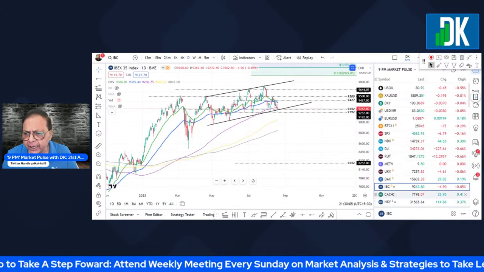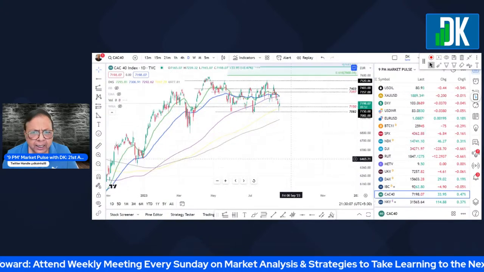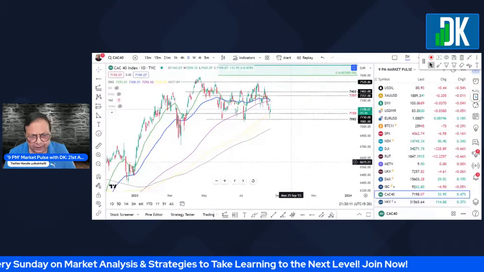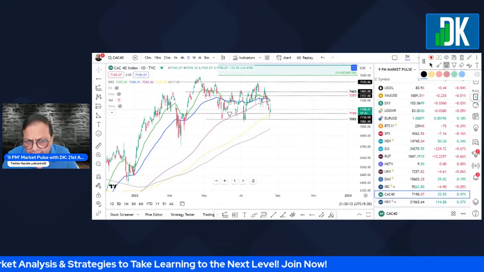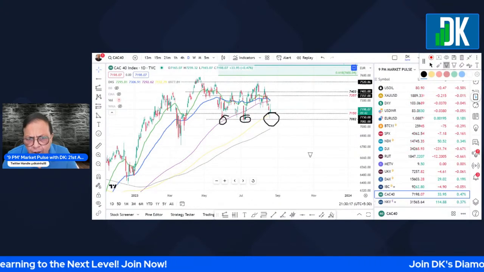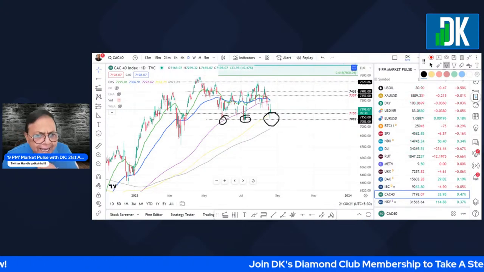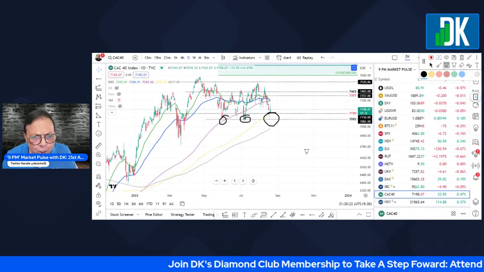Now let us check the French market. This is the price chart of CAC 40. Price has taken support once again, bouncing back from the confluence of the support area and the confluence of SMA 200. There is a bullish pin bar.